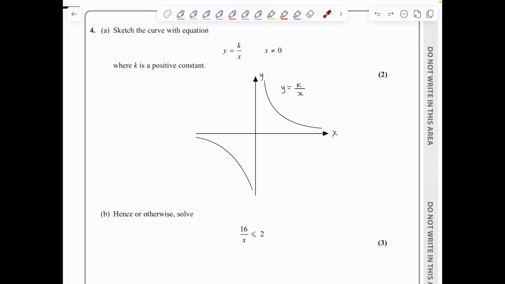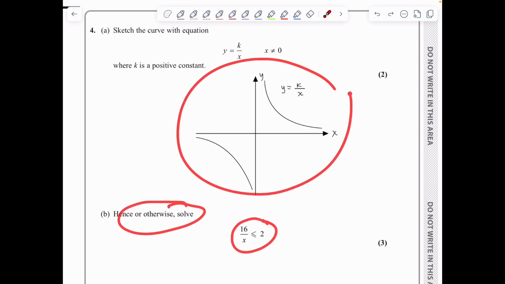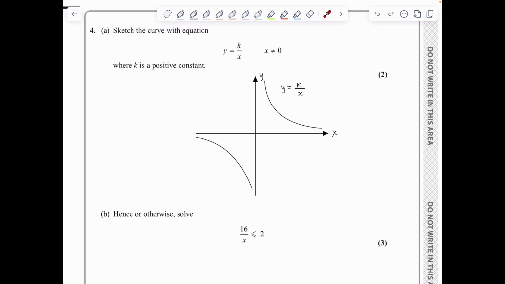In part B, we are asked to hence or otherwise solve 16 over x being less than or equal to 2. I'll be using the sketch we have just drawn. K is now 16. I will draw a horizontal line. There it is. It's the line with equation y is equal to 2. I want to find the range of values of x for which my curve, the 16 over x, is below the straight line. The horizontal line y is 2, which is this region here and this region here.